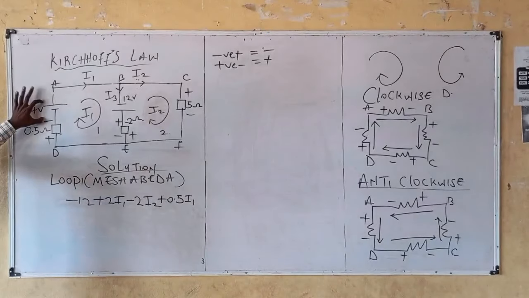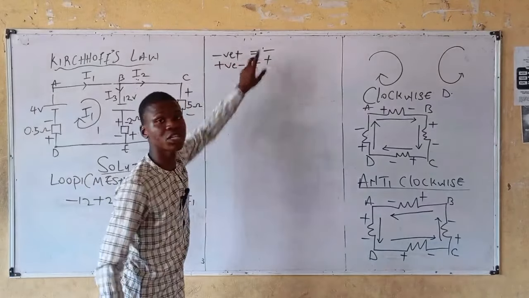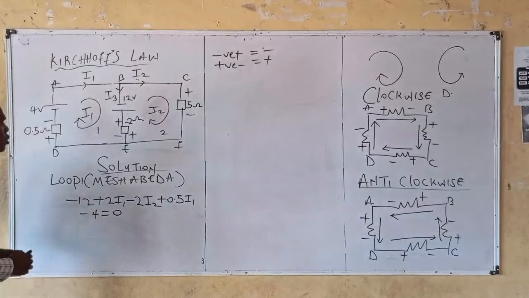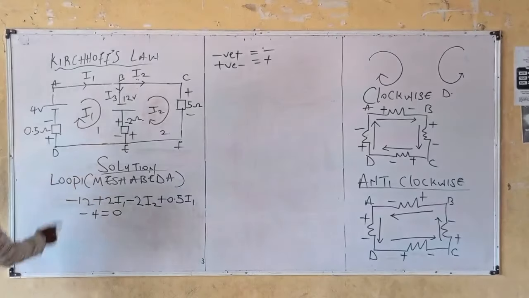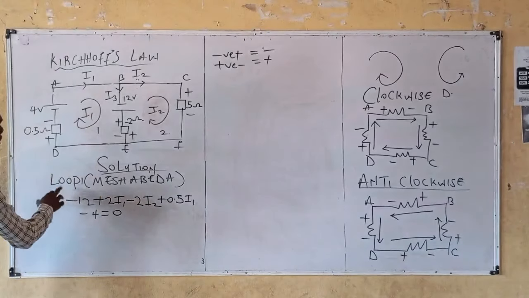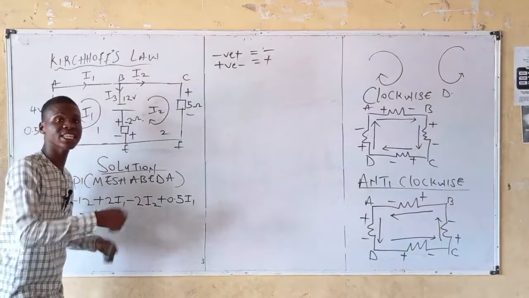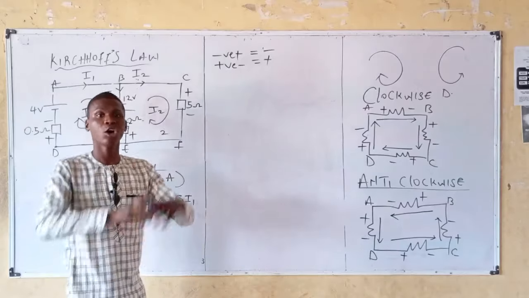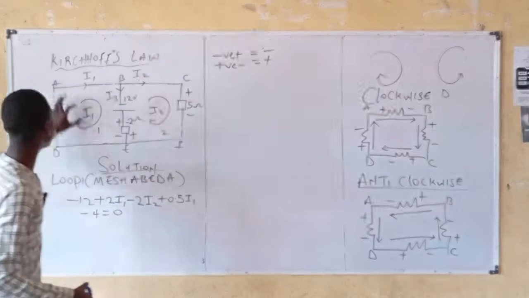You are having this 4 volts. This 4 volts is moving from negative to positive. Negative to positive, there is a voltage drop. Hence, you have minus 4 equals 0. What you just did here, you applied KVL. After writing loop 1 mesh A, B, E, D, A, say the condition applying KVL. By definition, KVL states that the algebraic sum of voltage in a closed loop is equals to 0. That's what we've done here.